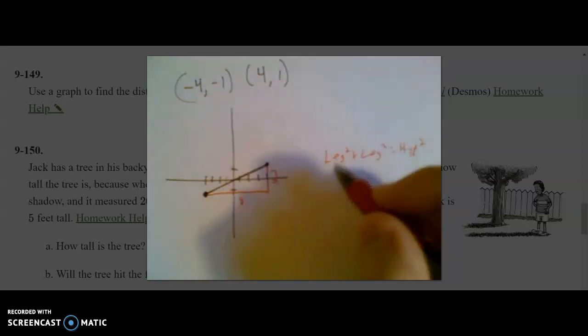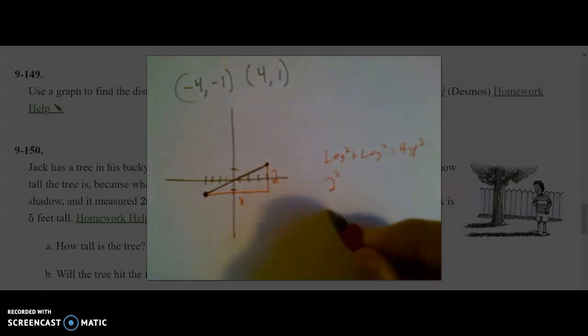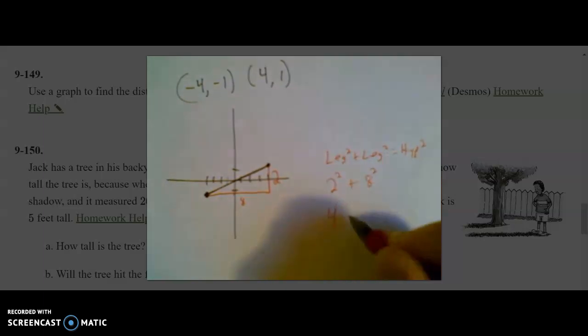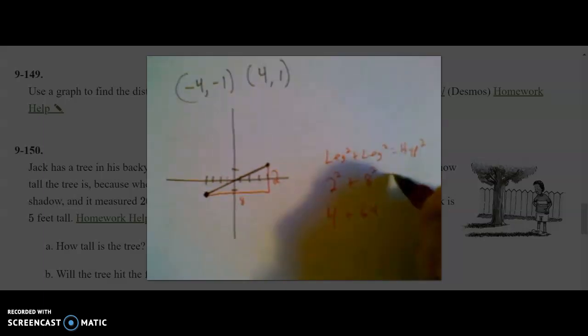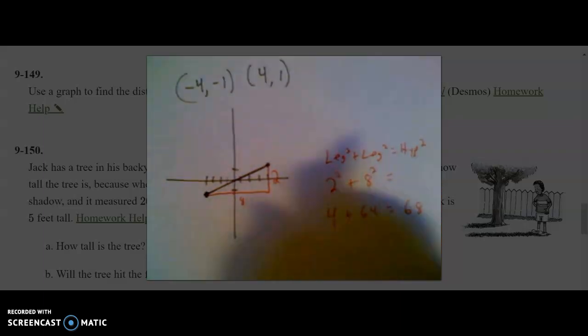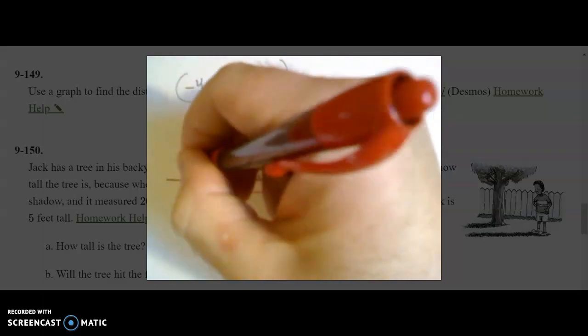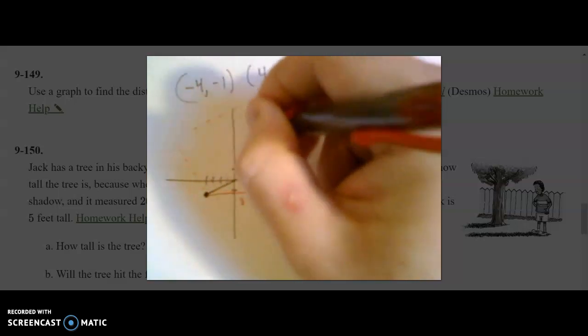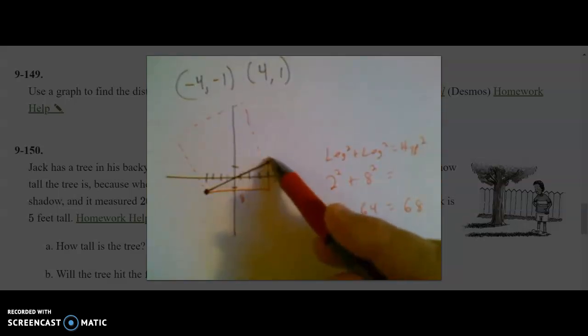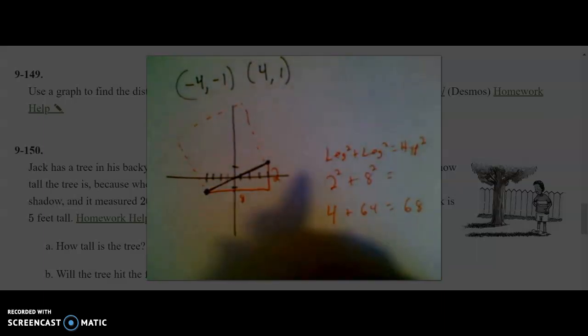One of the legs is 2, and I'll have to square it. The other leg is 8, and you have to square it. When you add them together, it gives you 68. So 68 would be the area of this square. Of course, I don't want that. I want how long the side of the square is, which is this distance. And that means you take the square root of it.